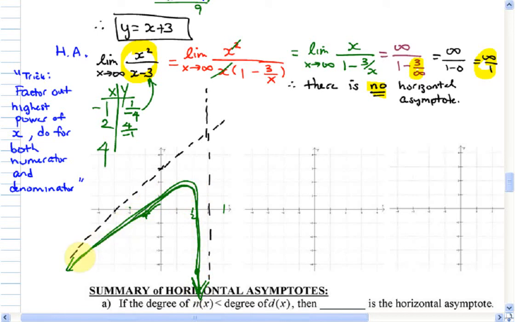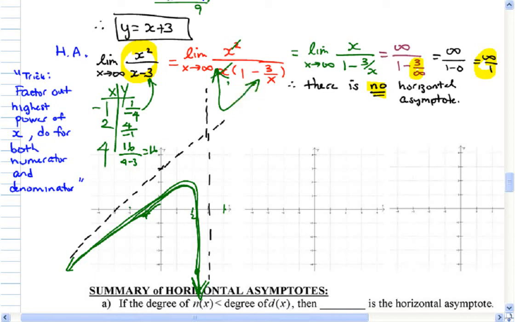Now, what happens at 4, to the right of the vertical asymptote? I'll plug it in here. 4 squared is 16. 4 minus 3 is 1. That's a big positive number of 16. That's way up here. So my prediction is that the graph looks something like this. The graph is up here somewhere. And this makes sense because the graph is supposed to approach positive infinity as x goes really, really big.